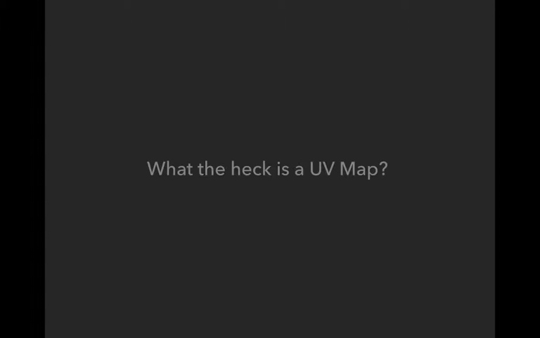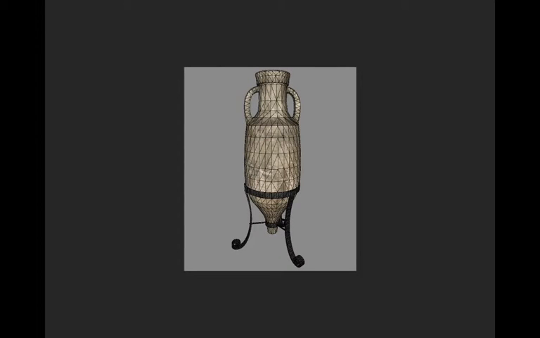Well, it can be explained roughly as the step between modeling and texturing. It's what you want to do to your model before you start to apply any material or texture or color to it, because it is essential for the texture to be displayed correctly on your model. If we take a look at this amphora, for example, it's got a texture on it, a material, some sort of dirty ceramic.